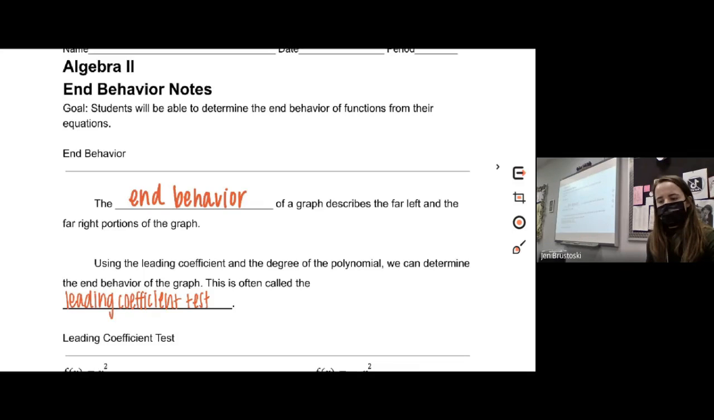All right, so end behavior is describing the far left and the far right portions of a graph. So it's saying which way our arrows are going. In a parabola, for example, our end behavior is going up to the left and up to the right. We're going to use the leading coefficient and the degree of the polynomial to determine the end behavior. We can graph every single function and figure out what the end behavior is, or we can do this leading coefficient test to figure it out.